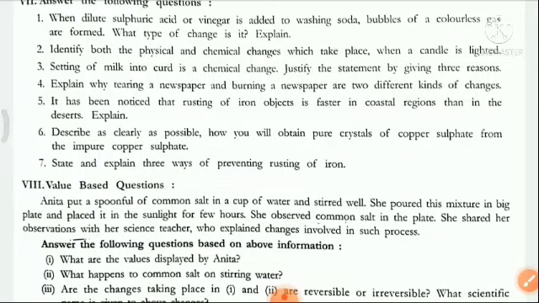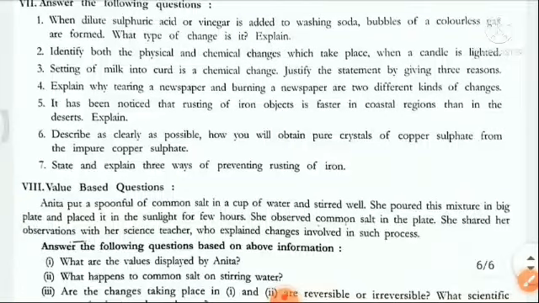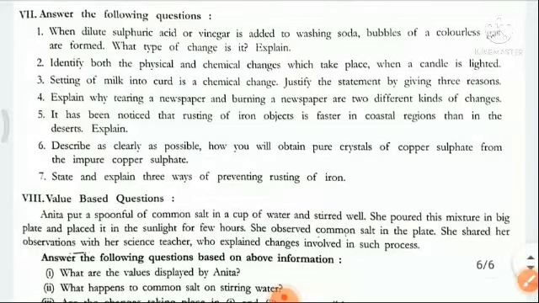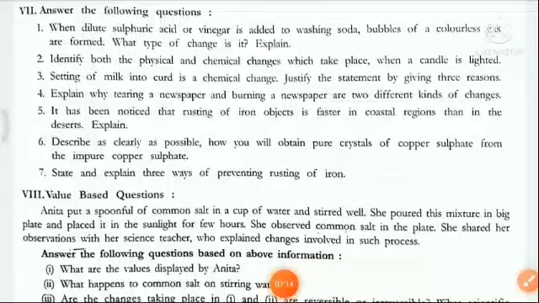Okay, now question number 3: setting of milk into curd is a chemical change. Justify the statement by giving 3 reasons. Setting of milk into curd is a chemical change because, number 1, the change is permanent, because once you get the curd, you cannot get back the milk again. So the change is permanent and irreversible. Number 2, a new substance is formed. Curd is a completely new substance.